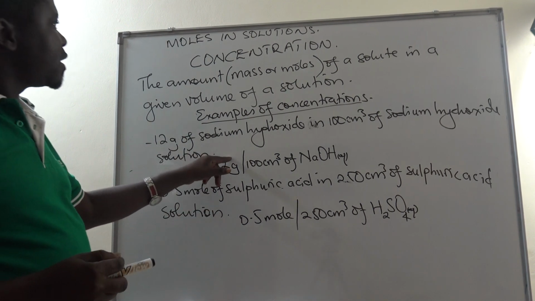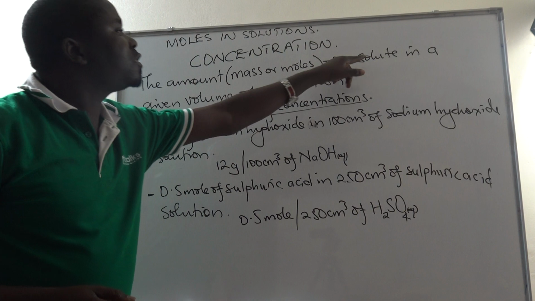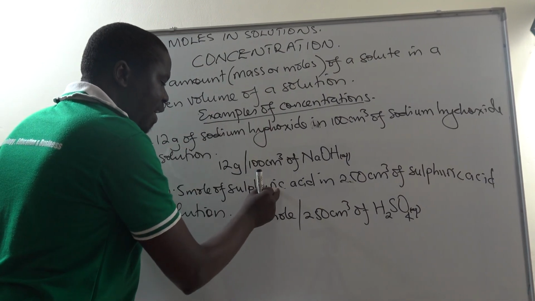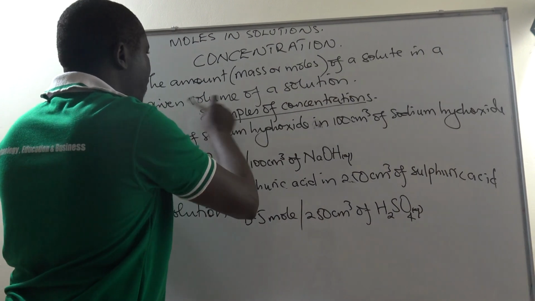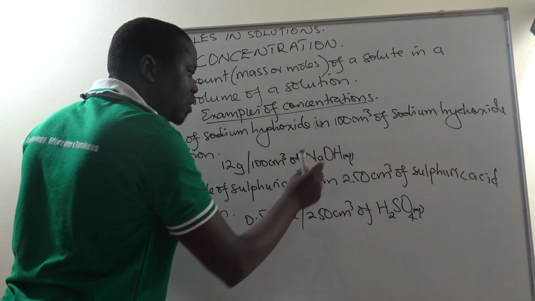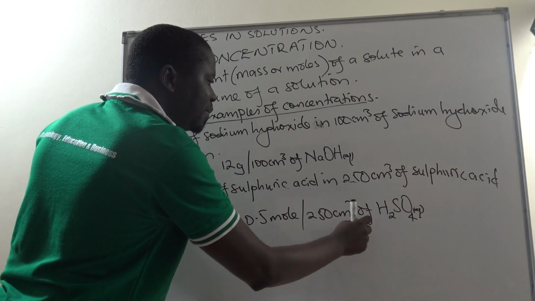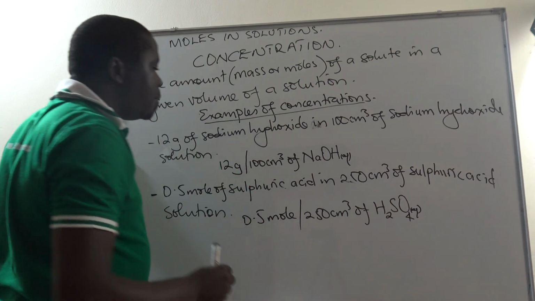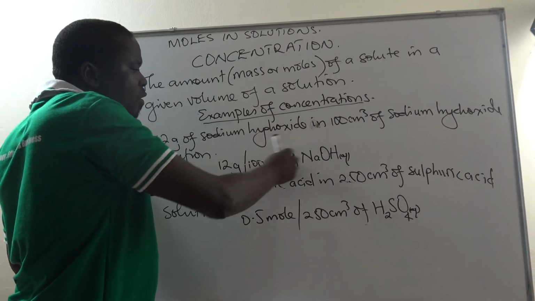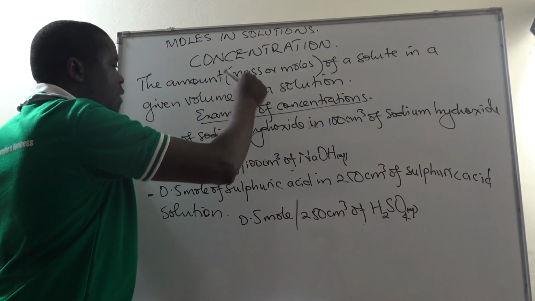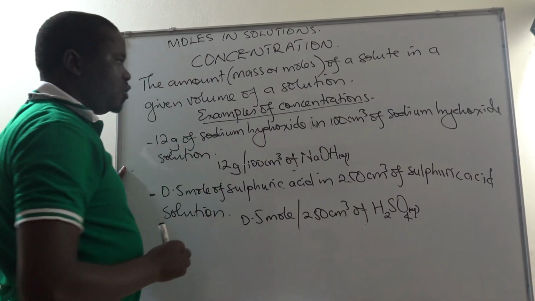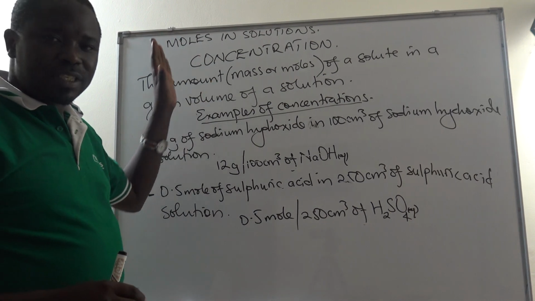So this is an expression of concentration as well. It is either the mass or the number of moles of a solute. The solutes we have dealt with in this case are sodium hydroxide and sulfuric acid in a given volume of a solution. Here we have used 100 cubic centimeters of sodium hydroxide solution, and here it is 250 cubic centimeters of sulfuric acid solution. Meaning that these solutions are now standard solutions because we know their concentration, that is the amount, mass or moles of the solute in that very amount of the solution. So that is what we call concentration.